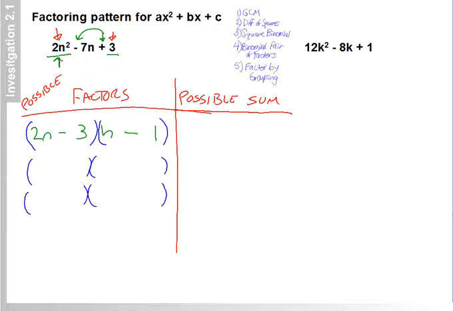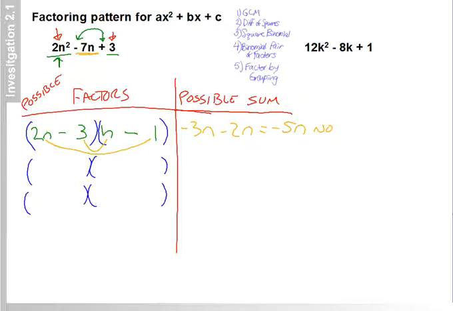And at this point, I know unequivocally that 2n times n is 2n squared. Negative 3 times negative 1 is positive 3, but I don't know about this piece right here. To figure out this piece, I'm going to have negative 3 times n. Negative 3 times n is negative 3n. 2n times negative 1 is negative 2n, for a total sum of negative 5n. Did that work? No. So I need to try again.